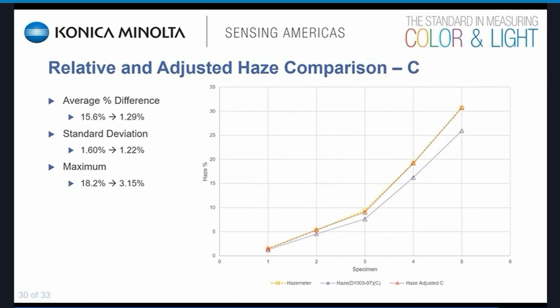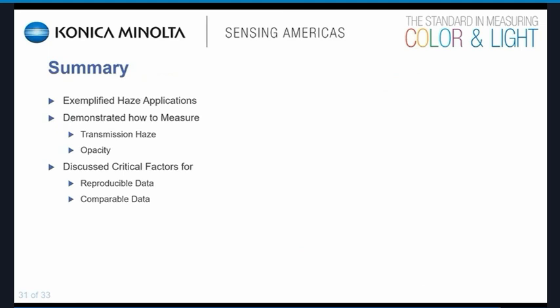And the same type of trend occurs when we are working with illuminant C. We can drop the percent difference from 15.6% down to 1.29. We reduce our standard deviation and we reduce our maximum difference. So we've exemplified a few haze applications and demonstrated how we can measure haze and opacity. And we've covered a few side note topics that are related, sort of, to haze. And then we've discussed some of the critical factors that are used to define a good standard operating procedure and how we can get comparable data to a haze meter following procedure A.